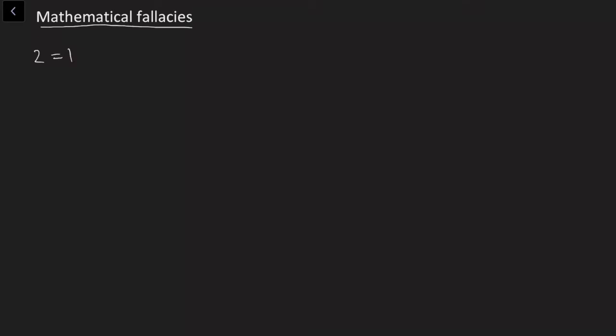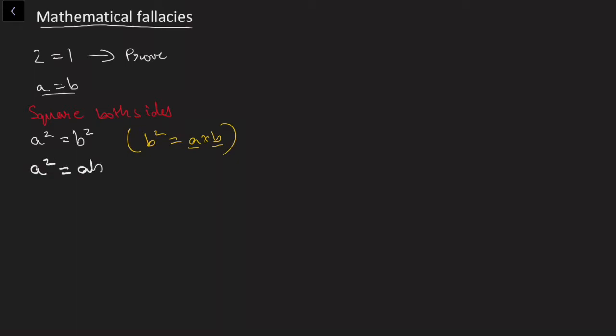So let's take two variables a and b, and let's say that a is equal to b. This is what we have to prove. Now we have a equal to b. Let us square both the sides. So that's going to be a square is equal to b square. But then we know that b square is actually a into b because a is equal to b. So we can write this again as a square is equal to a into b.